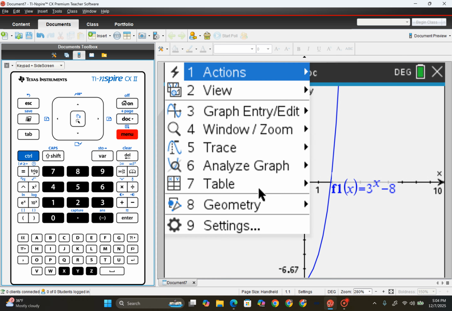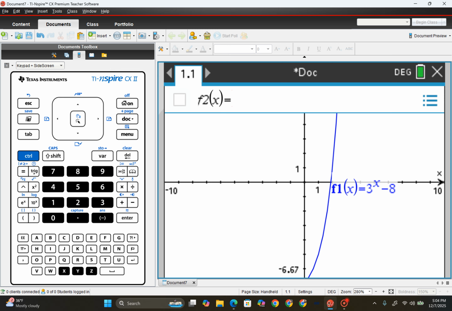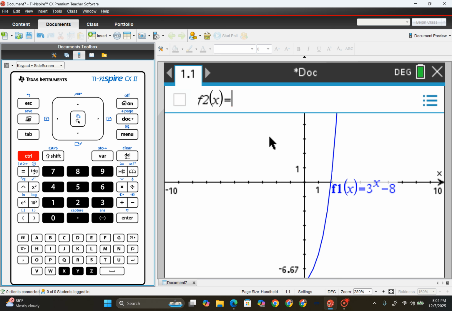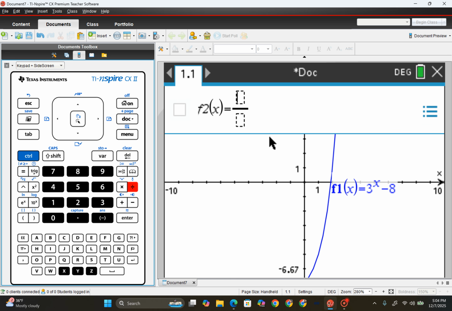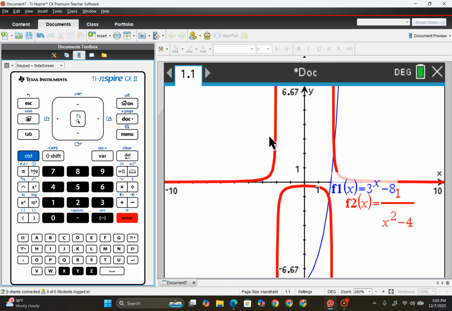So menu, there's probably an easier way to do this. Sure. We're going to type in under F2, the second function, which is 1 over x squared minus 4. X squared minus 4. Okay. So we have two funky looking graphs and we're looking to see the number of solutions. How many of them are there?